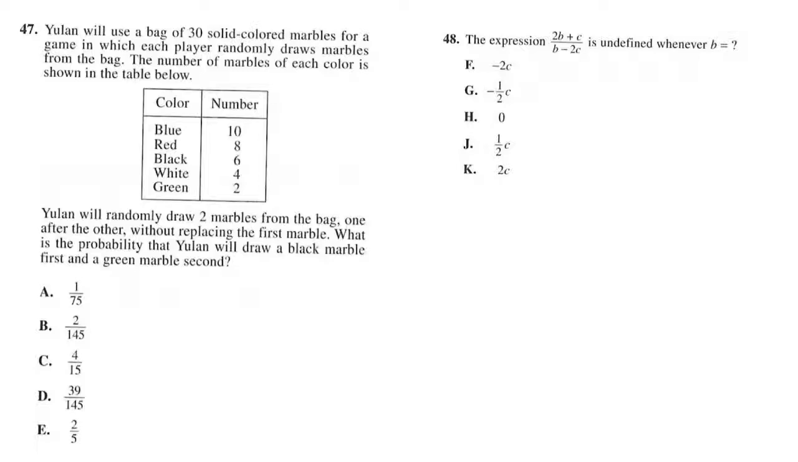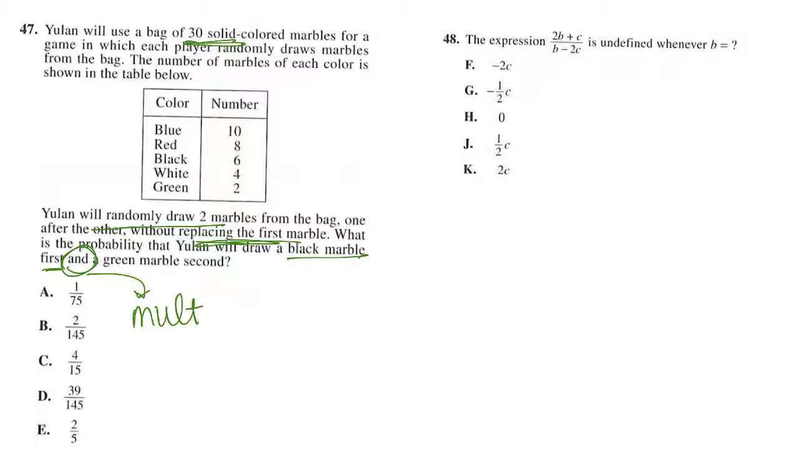Okay, so for 47, we have a good probability problem. And notice that what we want to happen here, we have 30 marbles in the bag. And so we're drawing 2 marbles from a bag. And we want to make sure we draw a black marble for the first, and anytime you see the word and, you need to think multiply with your probability. So I need to get a black marble and a green marble, and you're not replacing the first marble.